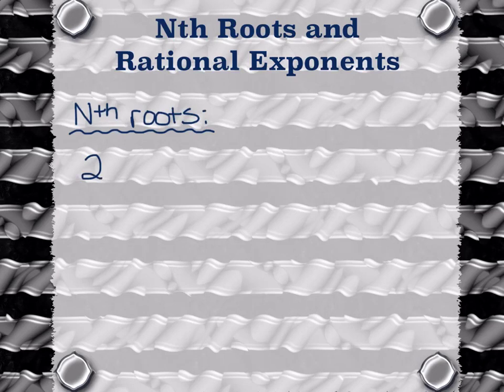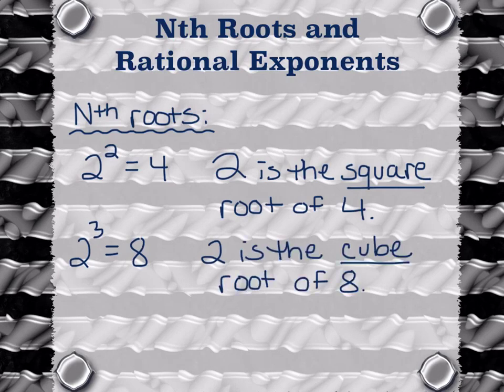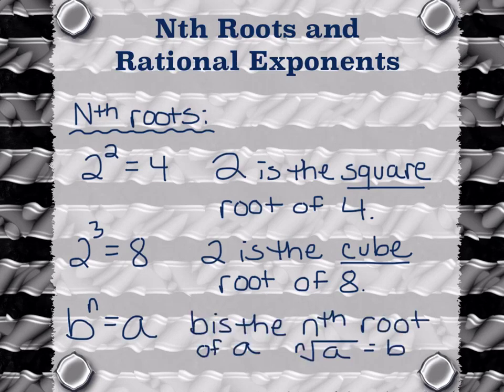You all know that 2 squared is 4. So that means that 2 is the square root of 4. And you know that 2 cubed is 8. So we say that 2 is the cube root of 8. So basically for any numbers, if we said b to the nth power equals a, then we would say that b is the nth root of a. Like if we took the nth root of a, we would get b. If we took the cube root of 8, we would get 2. And if we took the square root of 4, we would get 2.